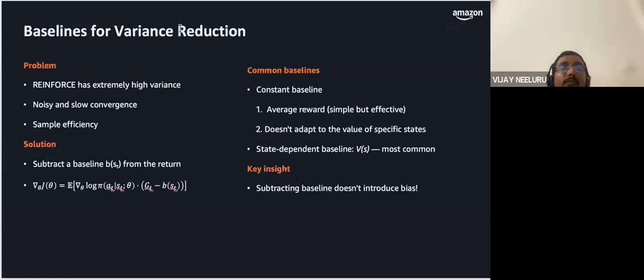Here we will see the solutions for reducing the variance. As we discussed in the previous slide, the REINFORCE algorithm suffers from high variance because it uses a single sample trajectory to estimate the expected return. High variance in the gradient estimate has several negative consequences, which are noisy and slow convergence, and sample inefficiency, as we discussed earlier. So what is the solution? The solution is to subtract a baseline from the return. Let's define the baseline b of s t.